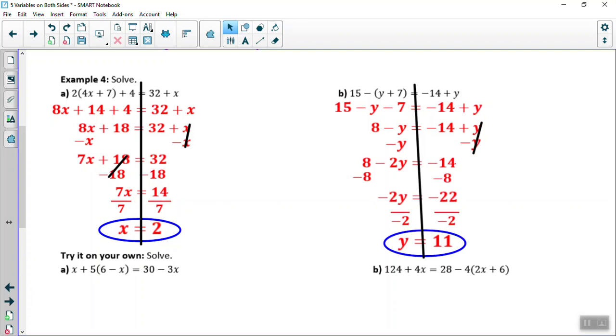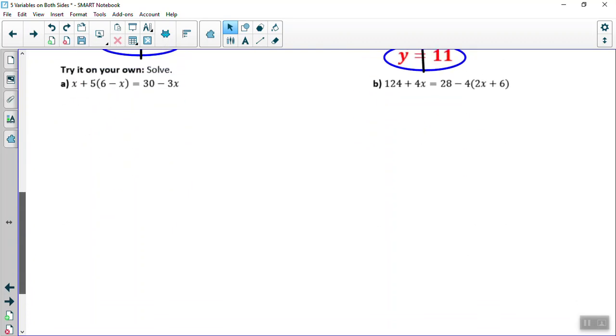y equals 11. Okay, you have 2 more problems left to try on your own. Give them a try, and I'll take any questions the next time we have class.